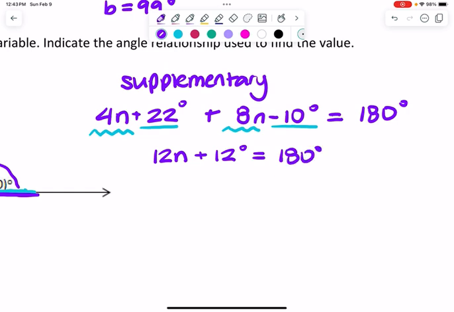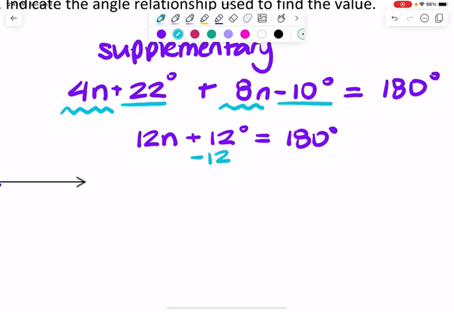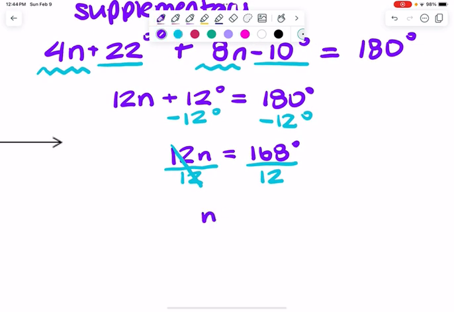No biggie. Now, when I go ahead and keep on rolling with this, I can now do my reverse operations to get n alone. So I'm going to go ahead and do that. I'm going to subtract 12 degrees from both sides, and I get 12n is equal to 168 degrees. Now again, to get n alone, I am going to divide both sides by 12 to make that coefficient of n a 1. And I'm going to do that to both sides, and I end up with n is equal to 14 degrees.